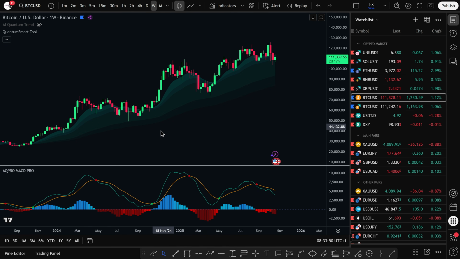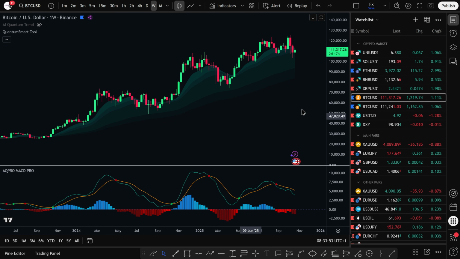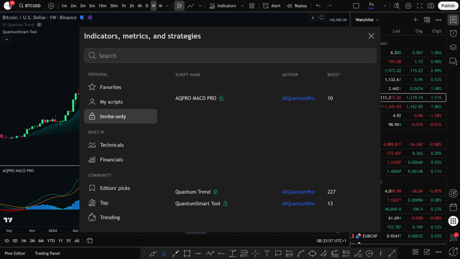Welcome to this trade analysis on Bitcoin. We have the Bitcoin chart on our screen right now, and we're currently using three additional indicators: the AQ Pro MACD indicator, the Quantum Smart Tool, and the AQ Quantum Trend indicator.